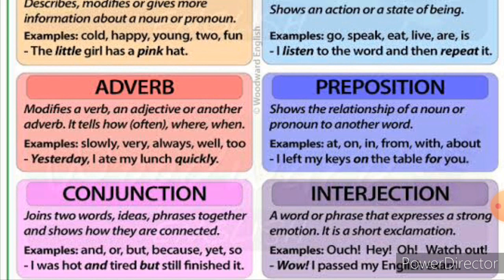Now look at the examples, children. Ouch, hey, oh, watch out. These are the examples of interjections. Now look at an example sentence. Wow, I passed my English exam. Here the emotion is full of happiness. So here we have used the interjection wow, and it ends with an exclamation mark. Wow, I passed my English exam. These are the 8 parts of speech.